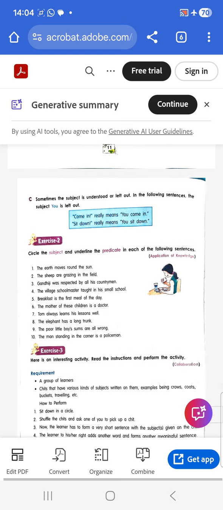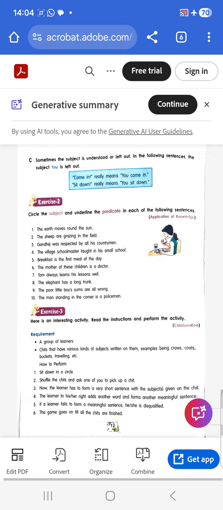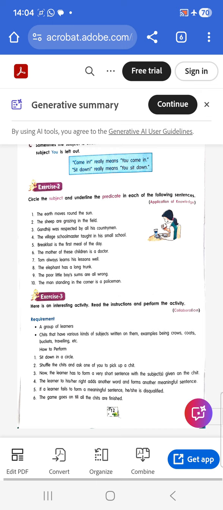Okay. So go through this chapter, go through these exercises which are given in your book, and do it carefully. If you are having any doubt, any confusion, you may ask.